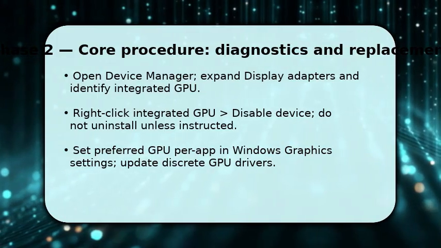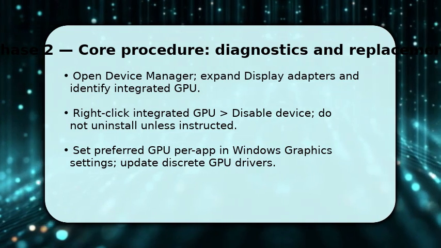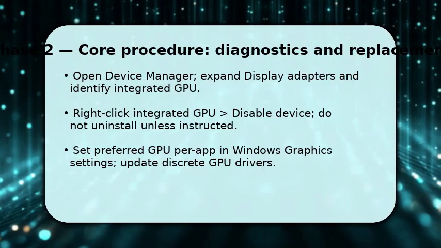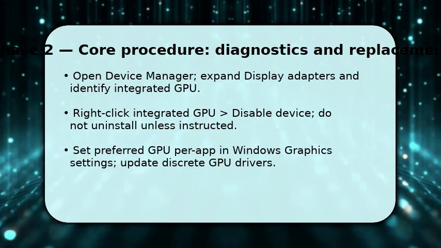Additionally, use Windows graphics settings to assign high-performance GPU to critical apps, which prevents unexpected fallback. This two-step approach ensures both firmware and OS prefer the discrete GPU. You're almost done.